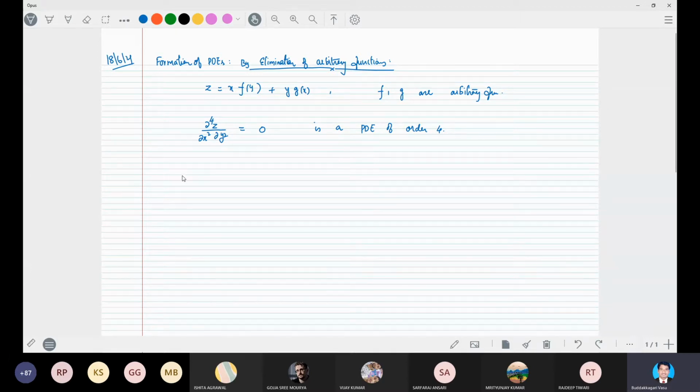And another PDE we can get, that is, say xys is equal to xp plus y into q minus z, right? Is it possible to obtain this from equation 1 or not? In both the cases we can get it, right?